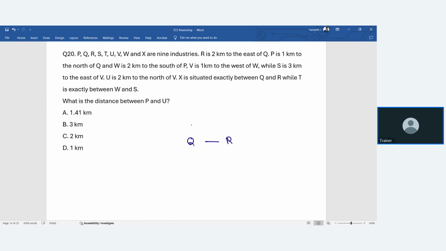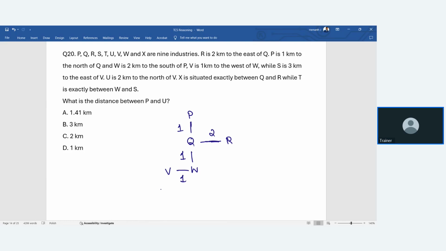P is 1 kilometer north of Q. This is 2, here it is only 1. Next, W is 2 kilometers to the south of P. So you have already gone 1 kilometer, here one more. Next, V is 1 kilometer to the west of W. West means left side. V is 1 kilometer to the west of W.